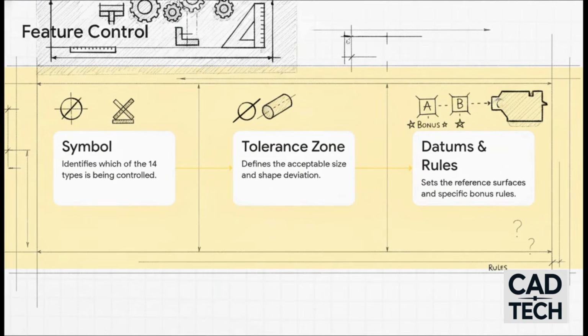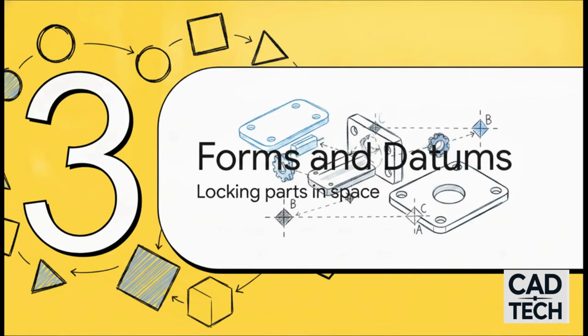So, how do we actually write a sentence in this language? Well, we use feature control frames. These are those little rectangular grids you see on engineering drawings, and we just read them from left to right. Step 1 is the characteristic symbol. This identifies exactly which of those 14 types we're trying to control. Step 2 defines the tolerance zone. This specifies the acceptable deviation. For instance, if you spot a little diameter symbol there, it means the zone is perfectly cylindrical. And finally, Step 3 lists the datums and modifiers. This is where we set our reference surfaces and unlock some specific bonus rules, which we'll get to in a bit.